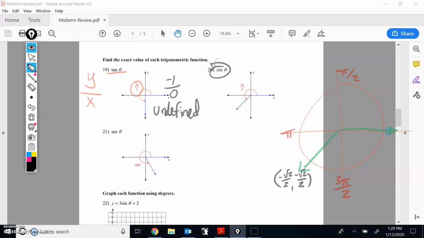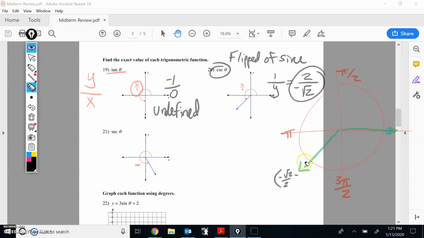The cosecant is the flip of sine. But sine is your y value. So we're going to flip the y value to make 1 over the y value. Here, your y value is negative square root 2 over 2. So you're going to flip it, so it's going to be 2 over negative square root 2. And that's your cosecant.